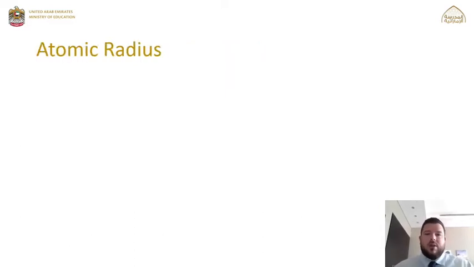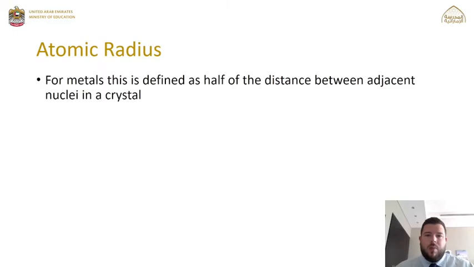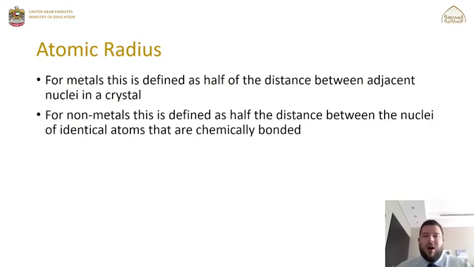So we're going to start with something called the atomic radius. Now, straight away, when we talk about atoms, you should be thinking about how small they are. So this radius is very difficult to measure. And how we do it for metals is we define it as half the distance between adjacent nuclei in a crystal. Okay, so it's half the distance between 2 adjacent nuclei in a crystal. For a non-metal, it's defined as half the distance between 2 nuclei of identical atoms that are chemically bonded together.